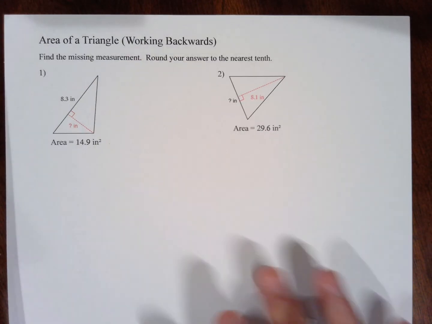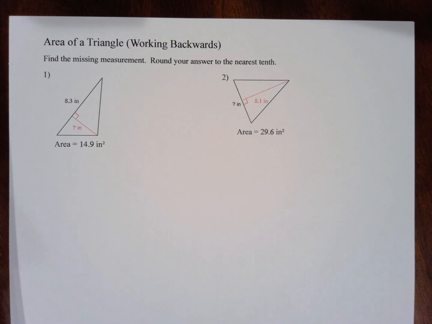All right, guys. So yesterday you looked at area of a triangle, which was sort of a little bit of a review. What we're going to do today is take a look at still working with area of a triangle, but working backwards. Instead of finding the area, we have the area. We have to find either the base or the height.